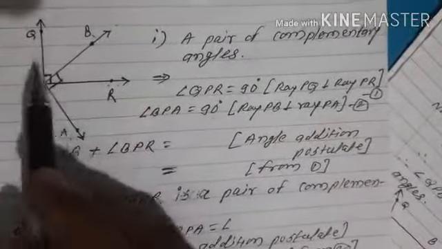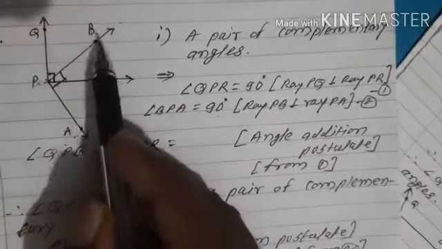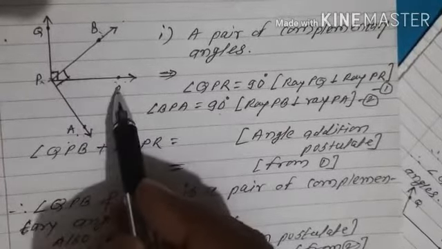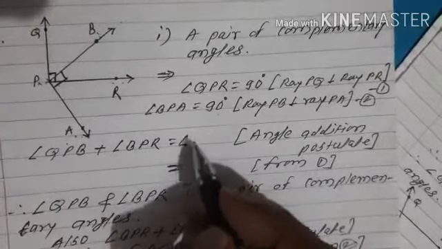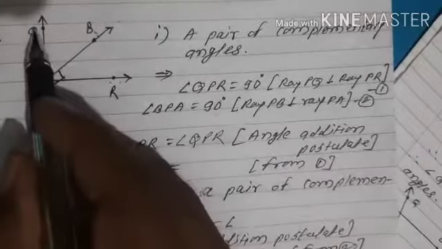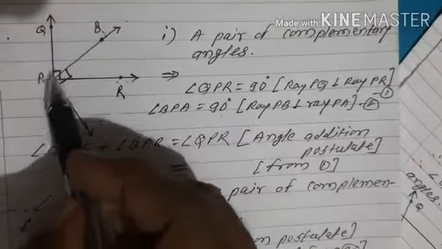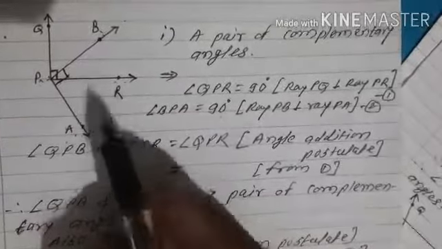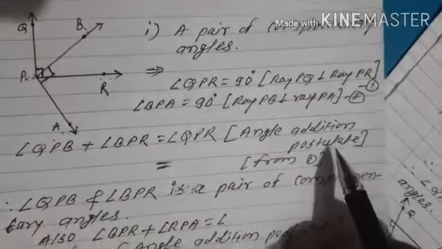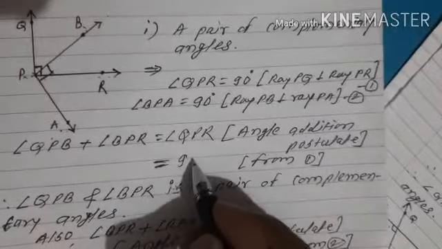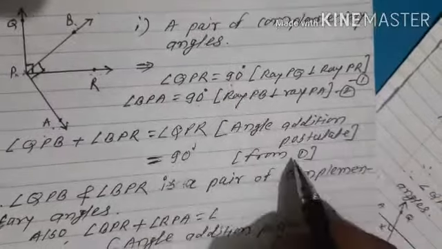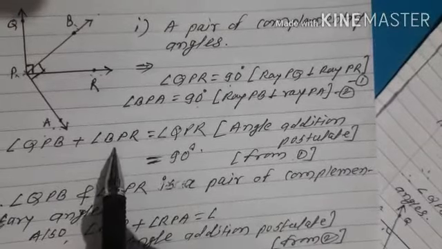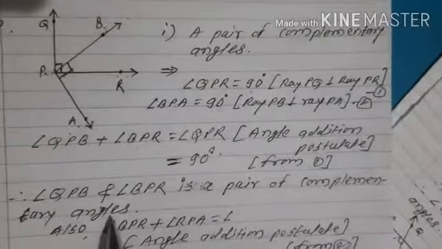Now, from the figure, angle QPB plus angle BPR is equal to angle QPR. This angle QPR is equal to angle QPB plus angle BPR by the angle addition postulate. But this angle QPR is equal to 90 degrees from first; I write here the reason, from first. Therefore, angle QPB and angle BPR are a pair of complementary angles.